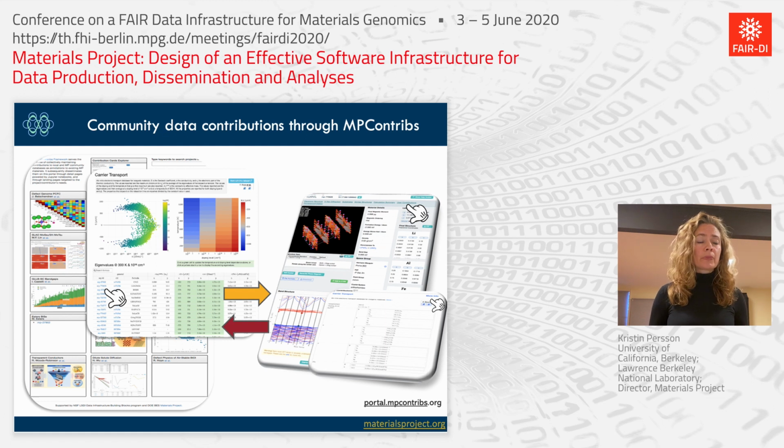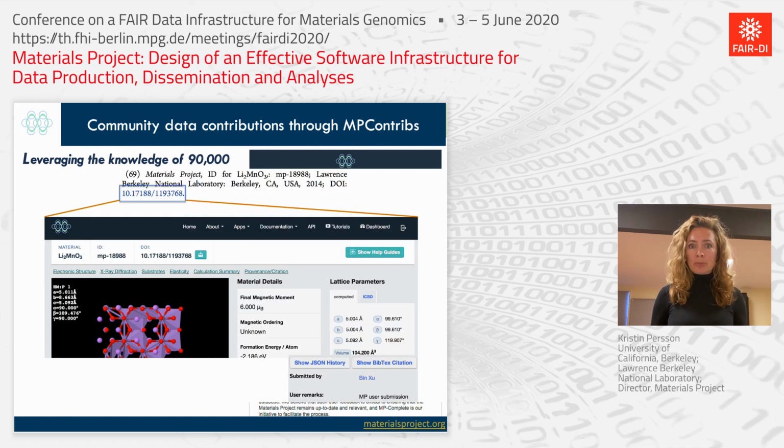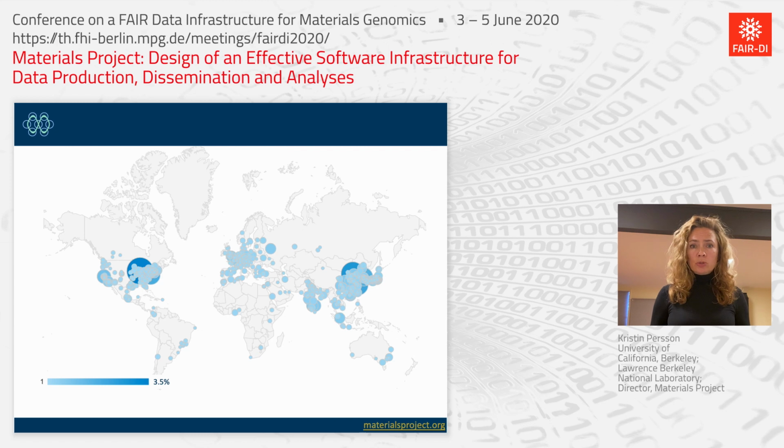It's their data portal. We've been leveraging the knowledge of all of our users. We have new user-suggested materials. We have votes. Like I said, on the elastic tensor, people are actually, by clicking that give-me-prediction button, telling us what kind of materials data they're interested in. So that's when we listen. Users get acknowledged. If you supply your structures to the Materials Project through the Crystal Toolkit, we will compute them for you. And we will put them up on the Materials Project with a DOI as well as the user-contributed name and provenance.